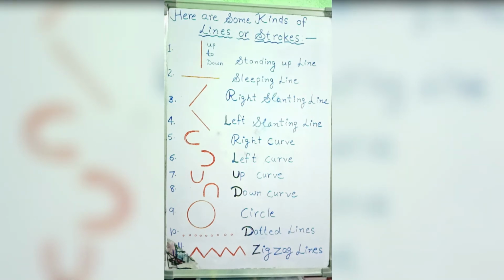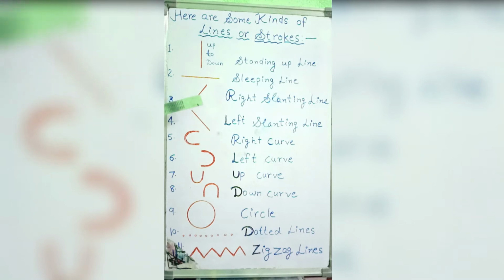Students, now we will learn about different types of lines or strokes. We use the strokes or lines to write letters and numbers. Here are some kinds of lines. First, this is a standing up line, up to down. Next, this is a sleeping line.